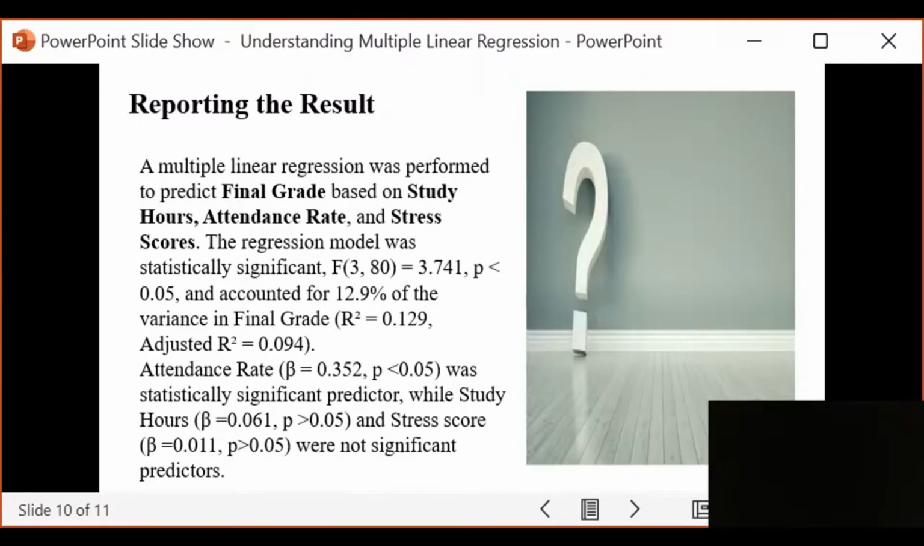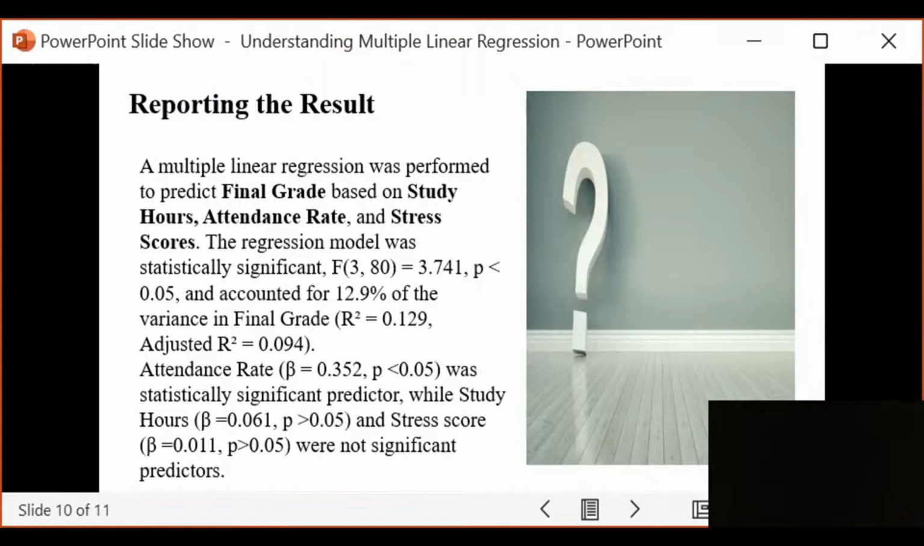Okay. Another thing that we included in reporting the result is the variance. Okay, the model accounted for 12.9% of the variance in final grades. That can be expressed in terms of the symbol R squared. Okay, after adjusting for the number of predictors, the adjusted R squared dropped slightly to 0.094, which is typical in smaller models.